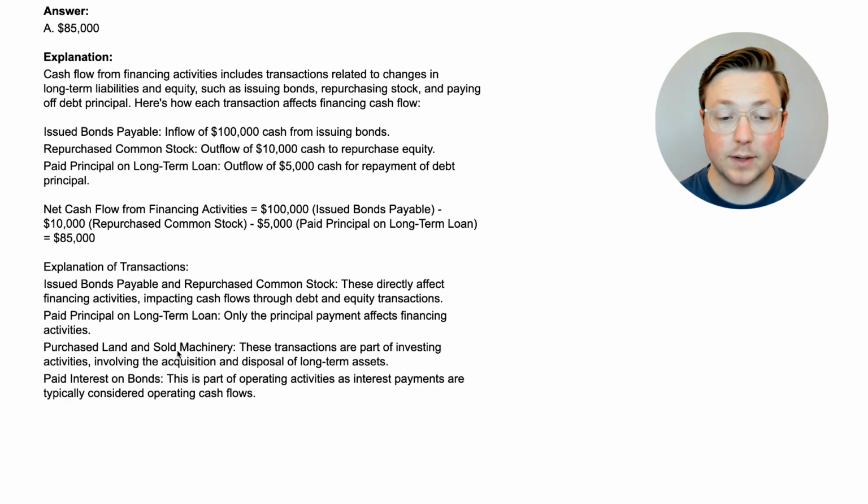And again, we've talked about the rest of this, payments for land and machinery, that's going to be an investing activity. And then the interest on the bonds, that actually is a part of operating activities. So just remember, financing activities has everything to do with long-term liabilities and equity. Let's do question 8, which is going to be everything all put together.